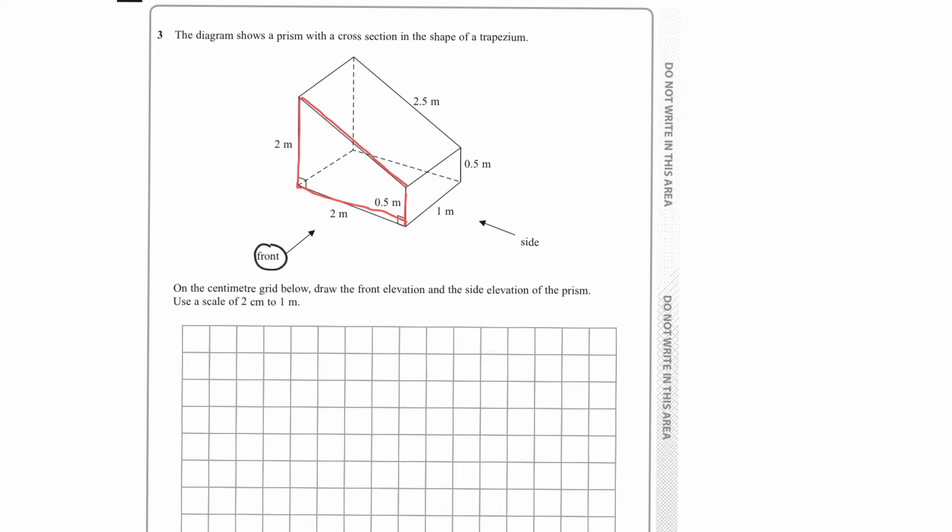Then if we look, it says every 2 centimeters is equivalent to 1 meter. So this 2 meter height would be equivalent to 4 centimeters. This would be equivalent to 4 centimeters as well. This small 0.5 meter height would be equivalent to 1 centimeter. If we now draw that on a centimeter grid, each square is 1 centimeter. So that would be the 4 centimeter part, that would also be the 4 centimeter part, and 1 centimeter. So this would be the front.